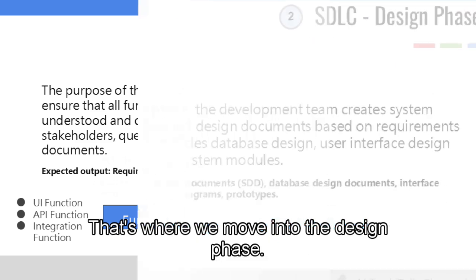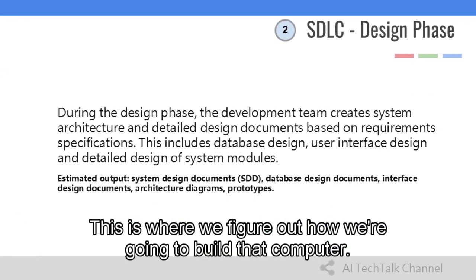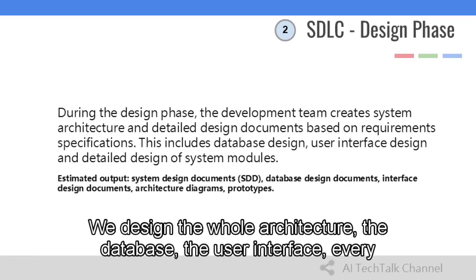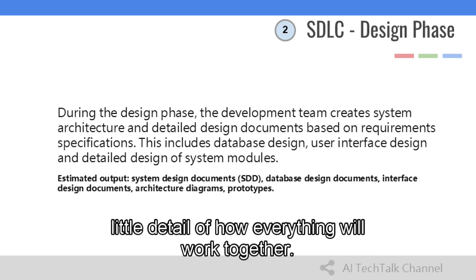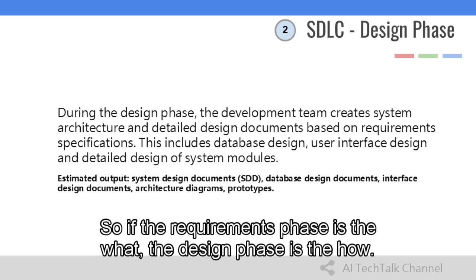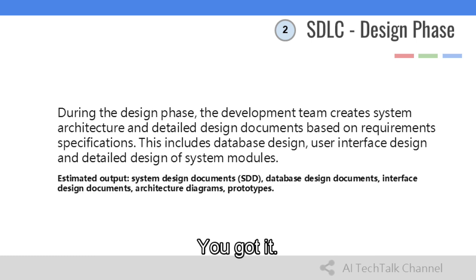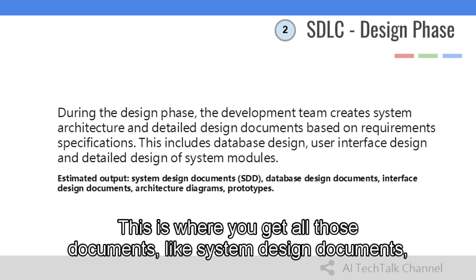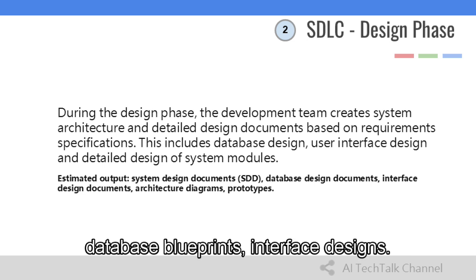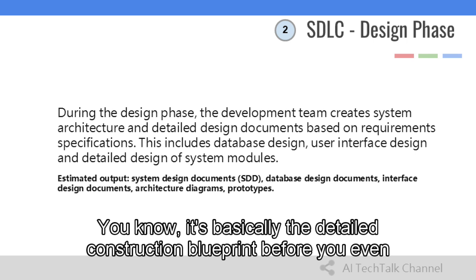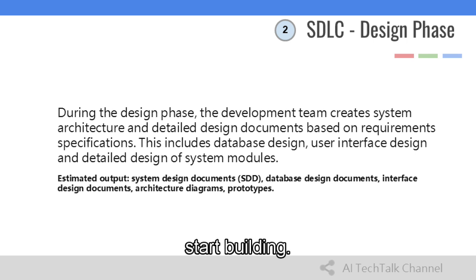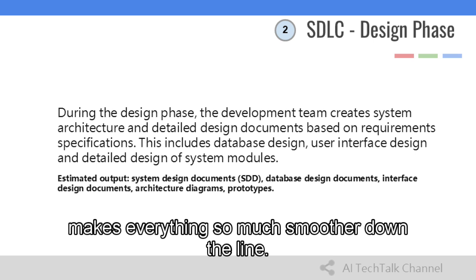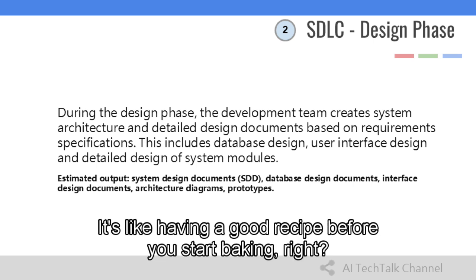That's where we move into the design phase. This is where we figure out how we're going to build that computer. We design the whole architecture, the database, the user interface, every little detail of how everything will work together. So if the requirements phase is the what, the design phase is the how. You got it. This is where you get all those documents like system design documents, database blueprints, interface designs. It's basically the detailed construction blueprint before you even start building. Having a good plan here makes everything so much smoother down the line. It's like having a good recipe before you start baking, right?